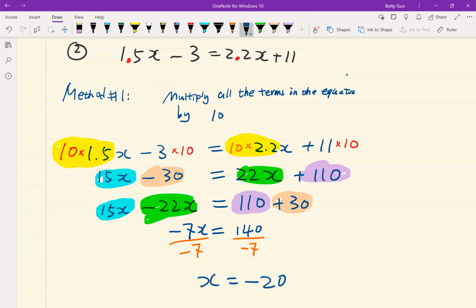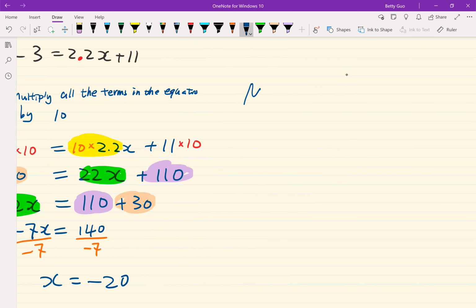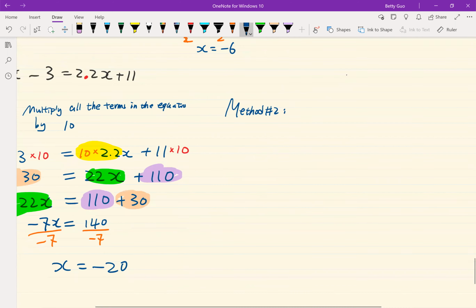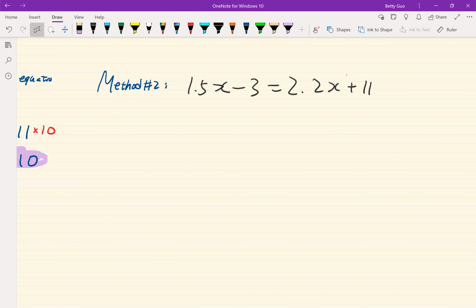So that's the first method. By the guideline, we clear the decimal at the very beginning, right? I showed you how we clear decimals. But I would recommend the second method for this type of equation, for the reason that you will have a calculator. Let me copy the equation again. 1.5x minus 3 equals 2.2x plus 11. It's difficult for you to handle fractions in the calculator, but the calculator is very good at decimals, right?